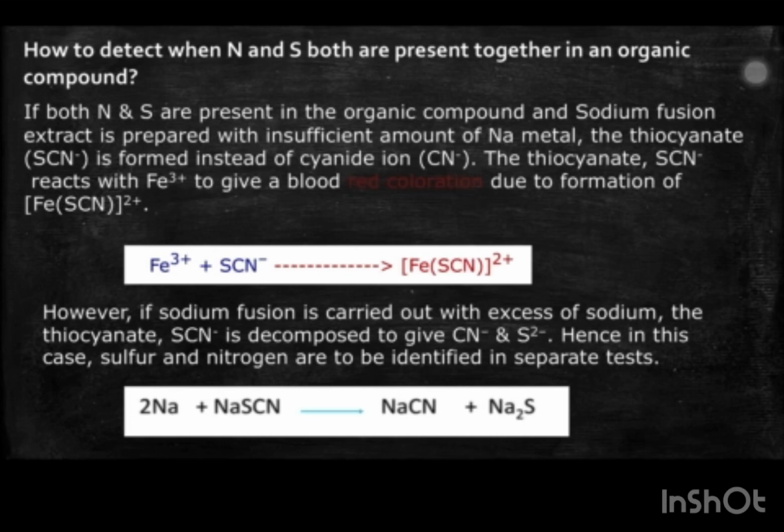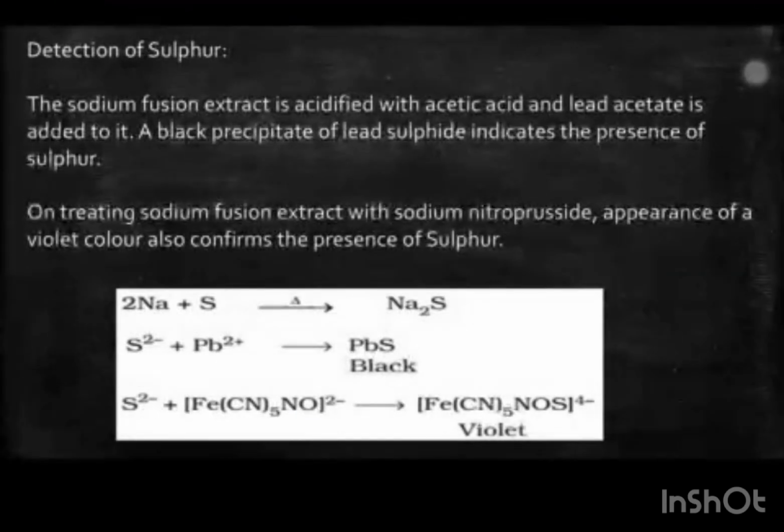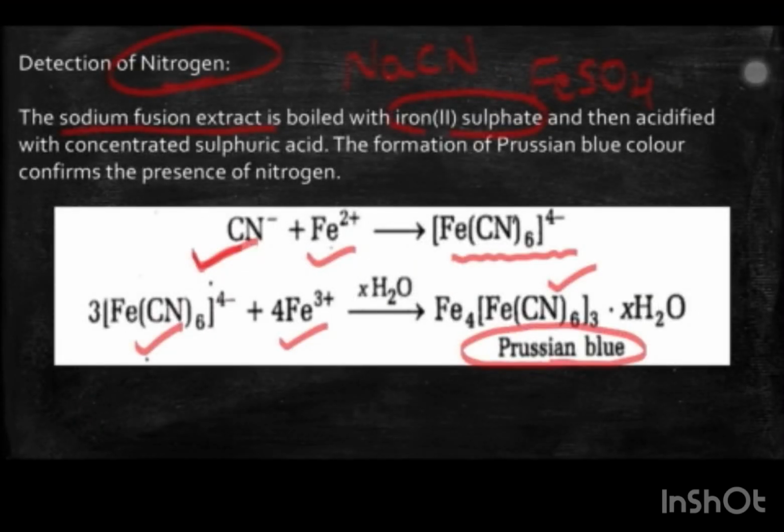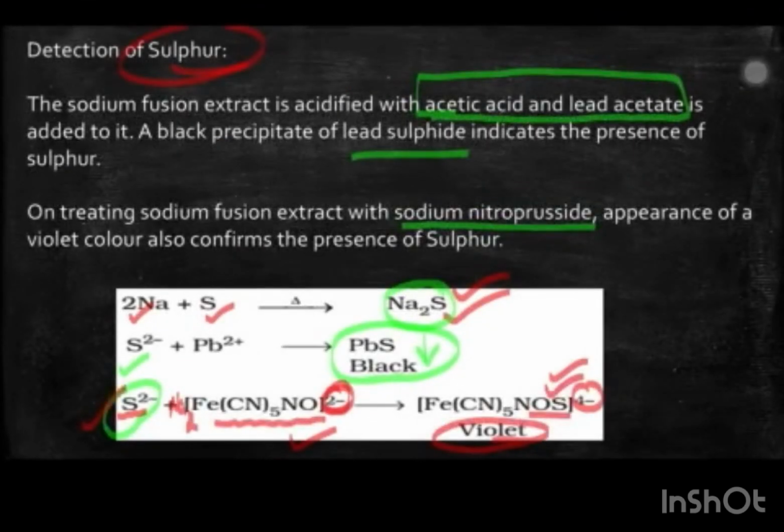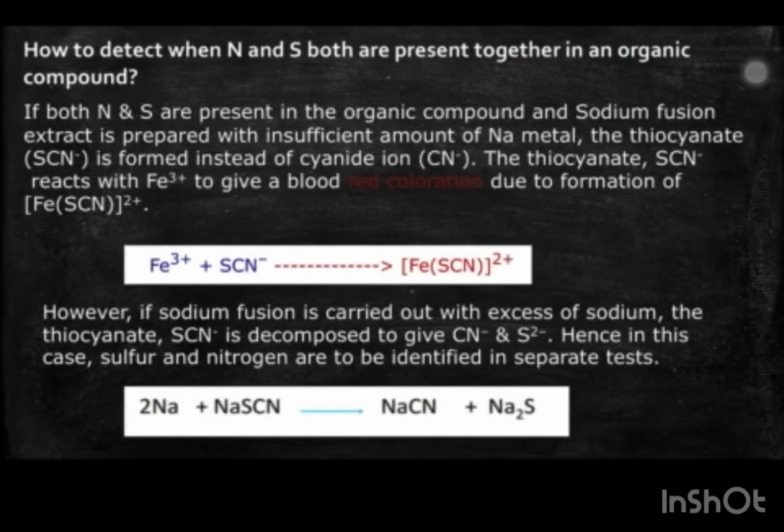Now something very interesting. Suppose in this particular detection of nitrogen, you carry out the test in exactly the same manner as I had explained, but instead of Prussian blue color, you are getting a red color. What does it mean? We are carrying out absolutely the same procedure. We are taking the sodium fusion extract and then reacting it with ferrous sulfate and then acidifying it with sulfuric acid, and instead of blue color I am getting a red color.